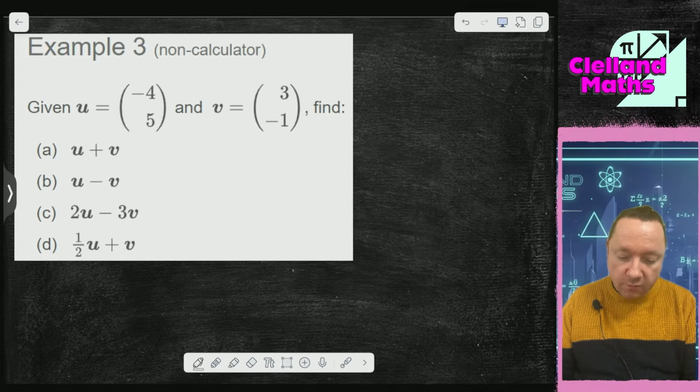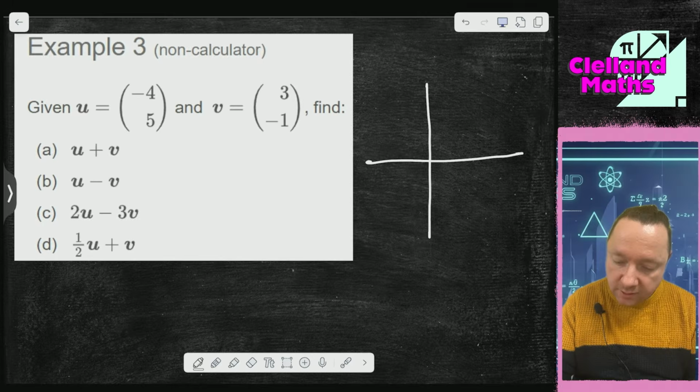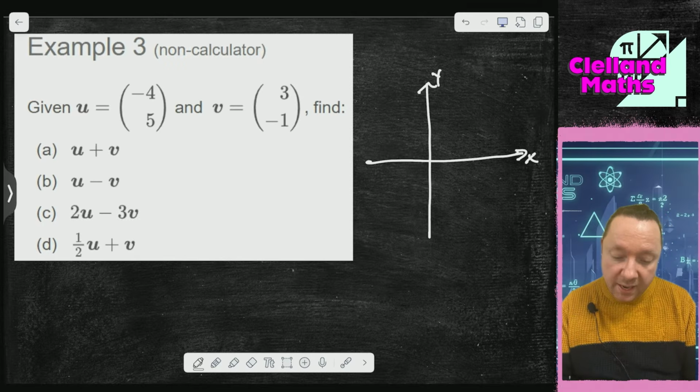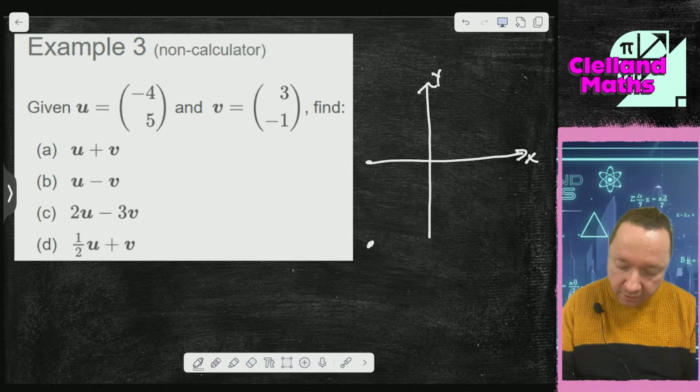Okay, example 3 on vectors. Given that U is (-4, 5) and V is (3, -1), find V's. Well, what is that telling us? What's this (-4, 5)? Let me just draw a picture to the side to illustrate what a vector is. Remember, it's a place in space, a line. So it's a bit like saying I've gone along minus 4 on the x-axis and up 5, and I've got to that point, that coordinate, which would be roughly there. That coordinate would be (-4, 5).